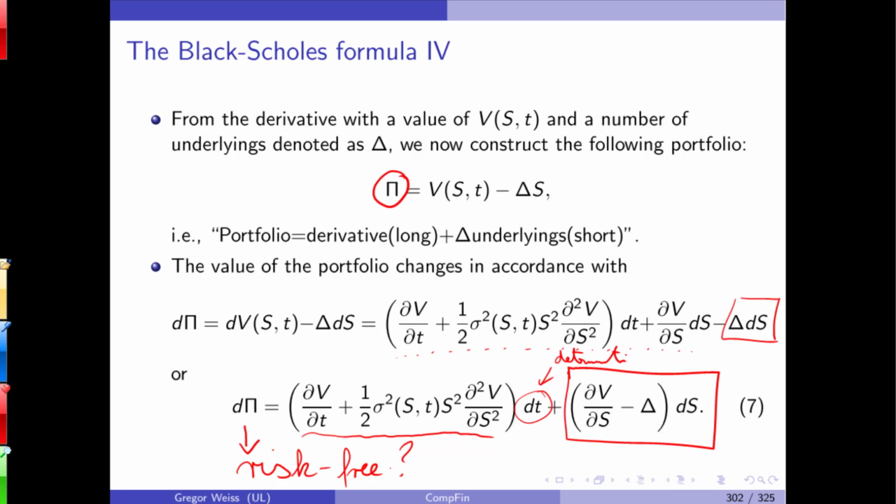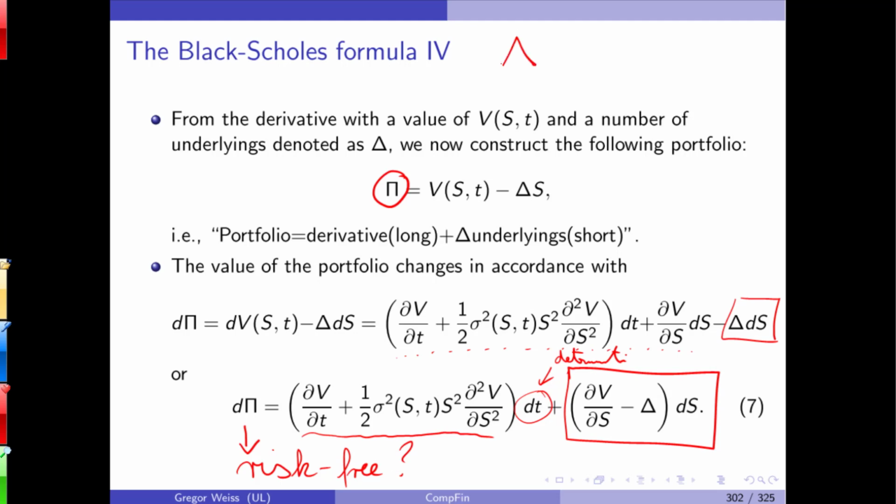Risk-free. If there is no change to the portfolio value, if it cannot change, well, then it's risk-free. This becomes risk-free if and only if what happens? If the second term vanishes, becomes 0. When does it become 0?